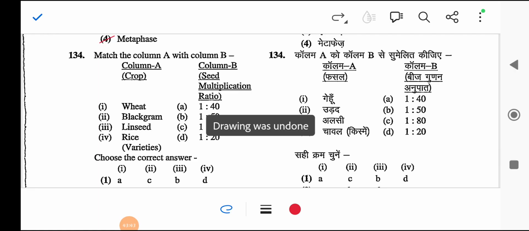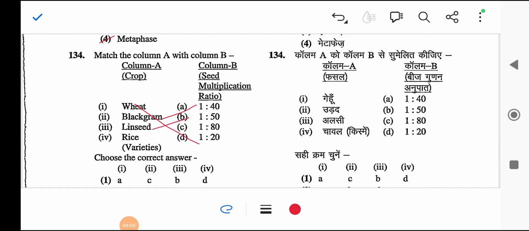Wheat is 1:20. Okay, wheat is 1:20. Then black gram is 1:40. Okay. Then linseed is 1:50 and rice is 1:80.